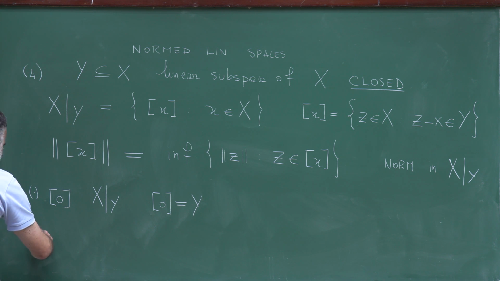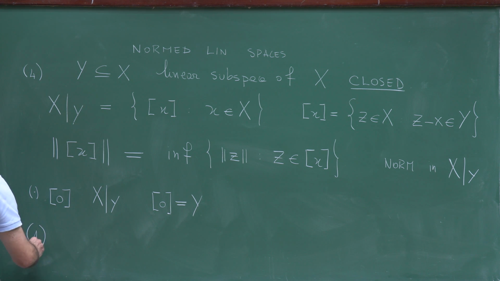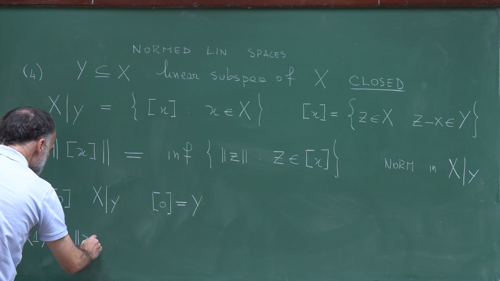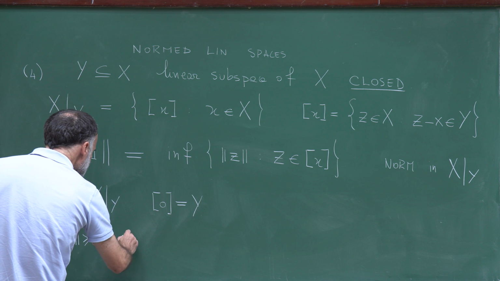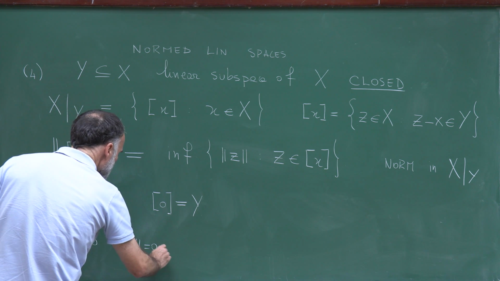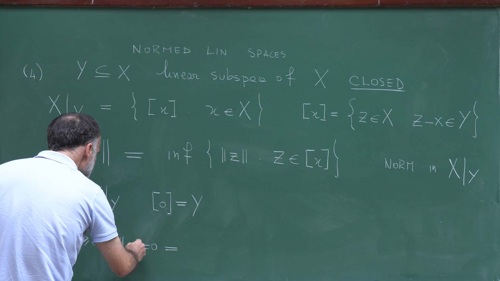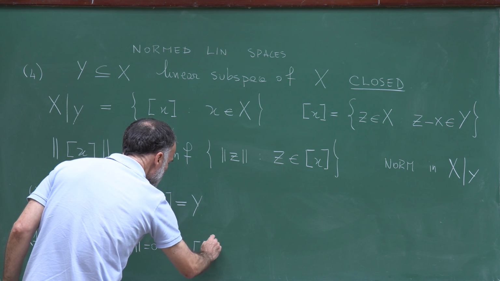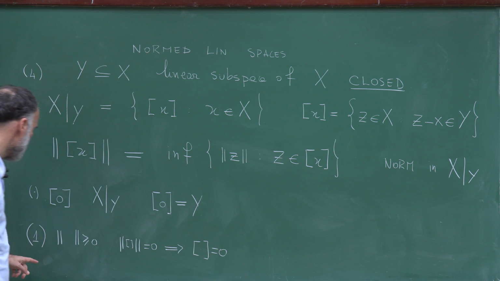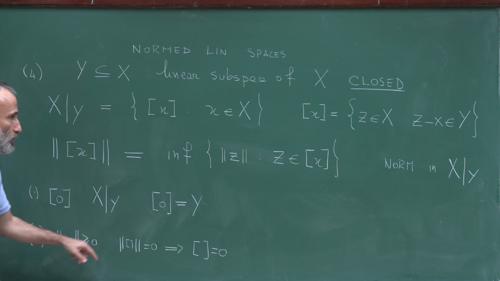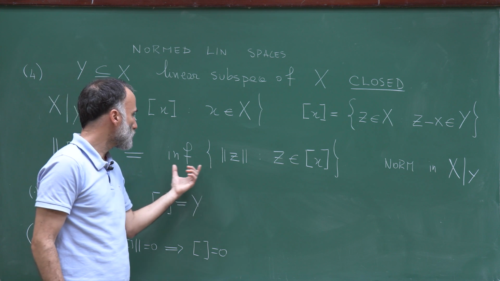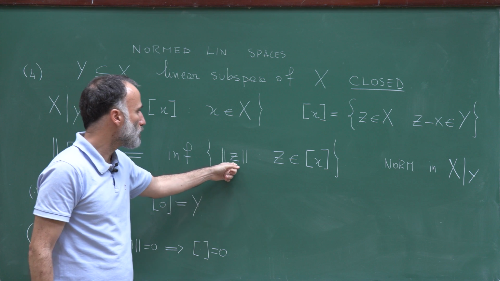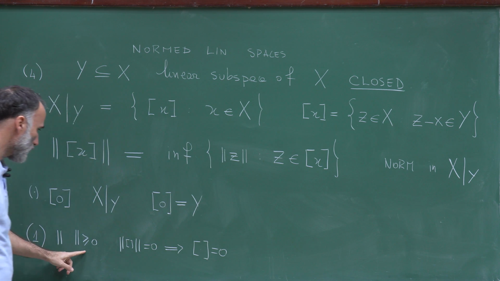So let's now check the three properties. The first one is that this norm is non-negative, and that if it's 0, then the element is 0. So let's check this property. First, that it's non-negative is clear from the definition, because we are taking an infimum over non-negative numbers, and therefore we get a non-negative number.